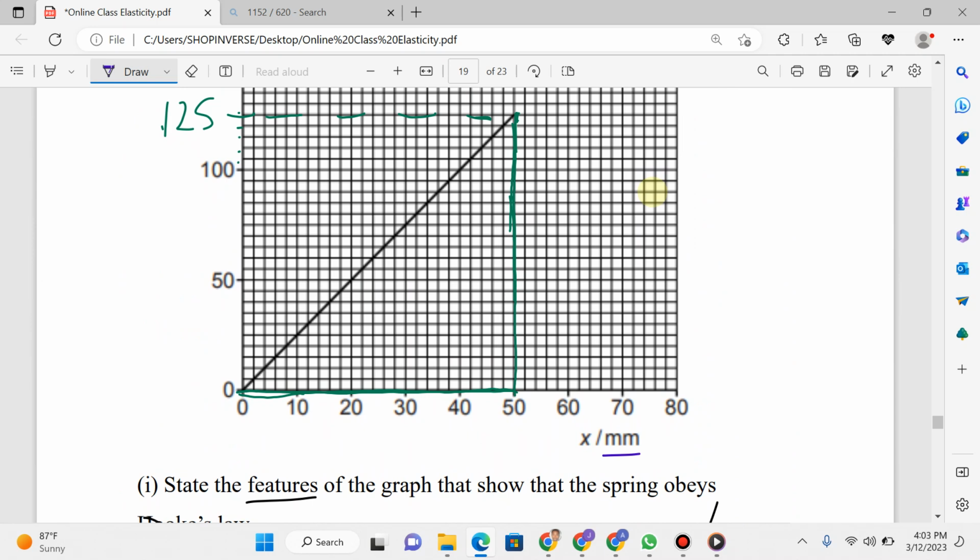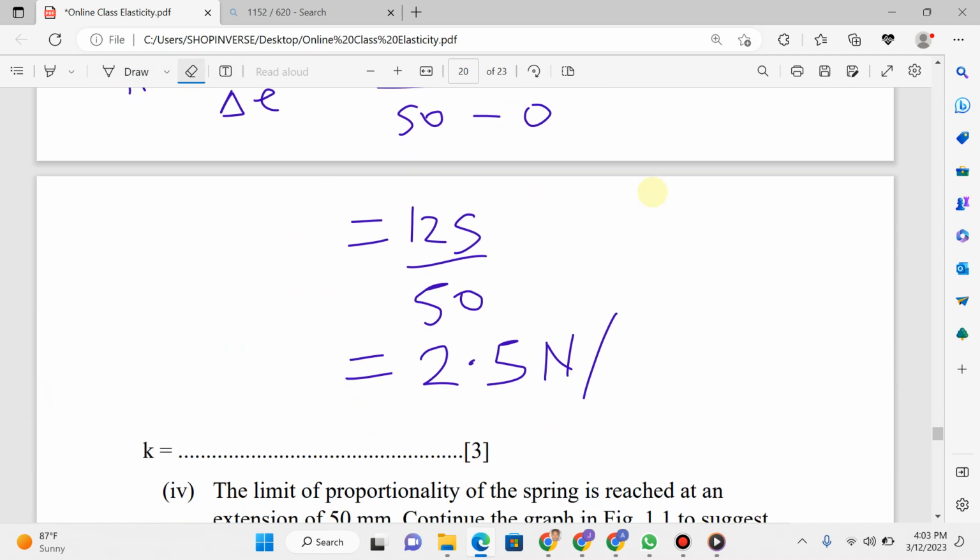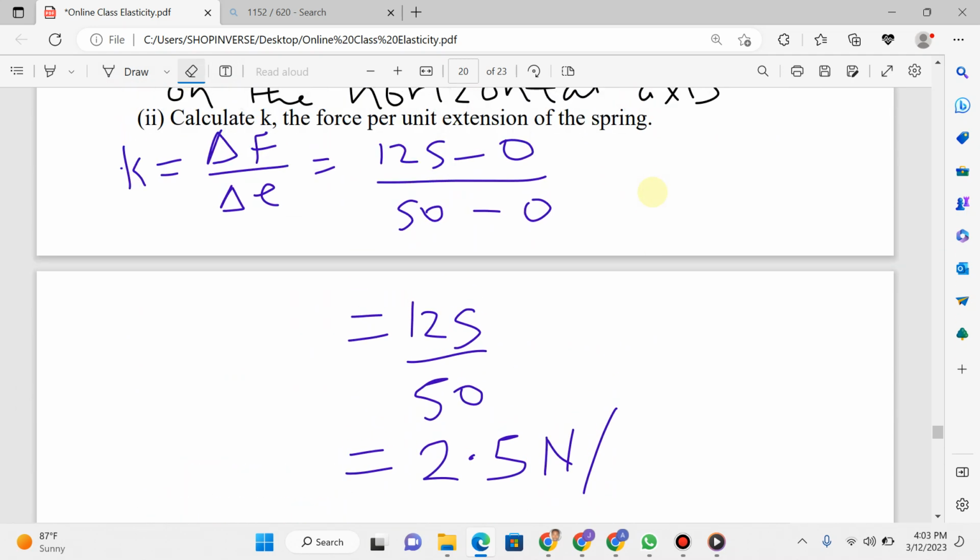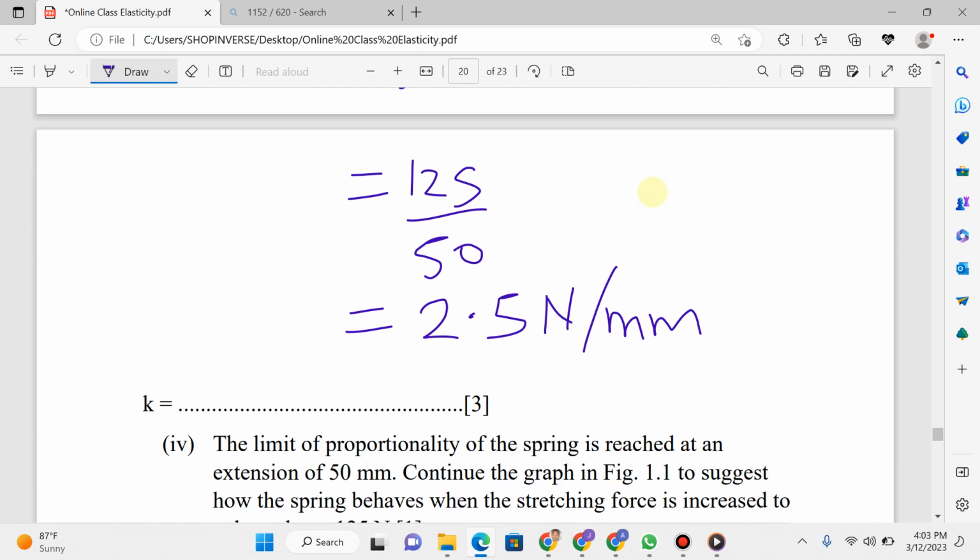These are the zeros. This is the origin, 0, comma 0. That's why I use 125 minus 0 and 50 minus 0. So that's where these zeros came from, the 0 here and the 0 here, the origin. So Newton per millimeter, that's the spring constant K, 2.5 Newton per millimeter.